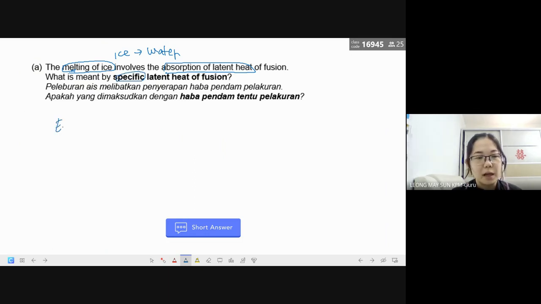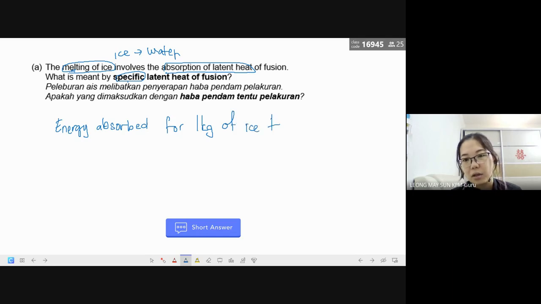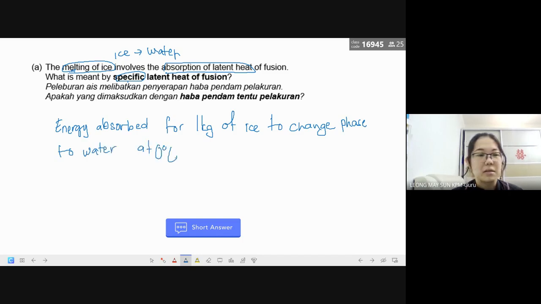So it would be the energy absorbed, because it's specific, for 1 kg of ice to change phase to water at 0 degrees Celsius. If you don't write 0 degrees Celsius, but you mention at constant temperature, still acceptable.